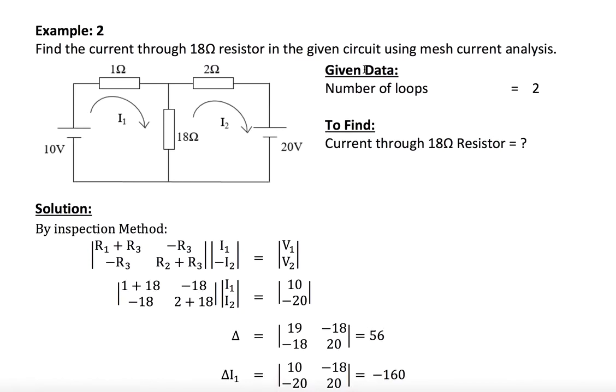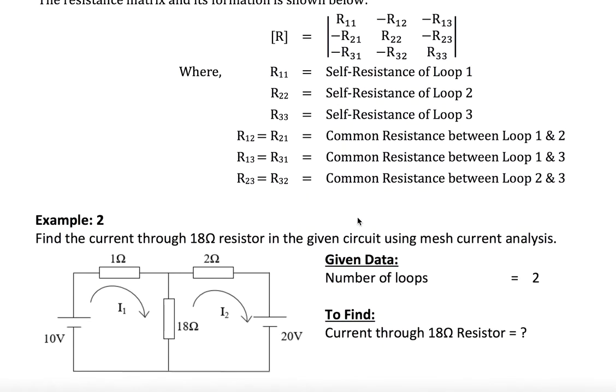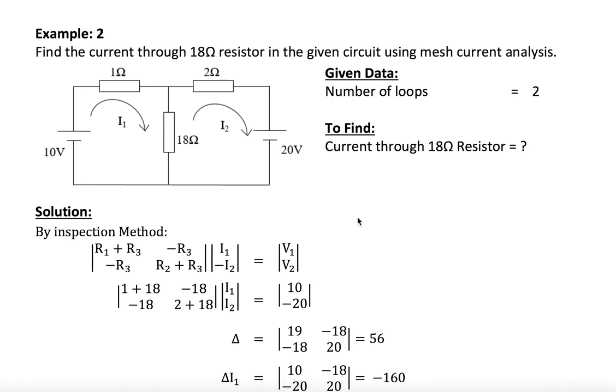Let's see the problem here. This is the solution by inspection method. They did the solution by inspection method. Or otherwise you can also do this analysis, no problem. That means write KVL in this loop, write KVL in this loop. What is KVL here?